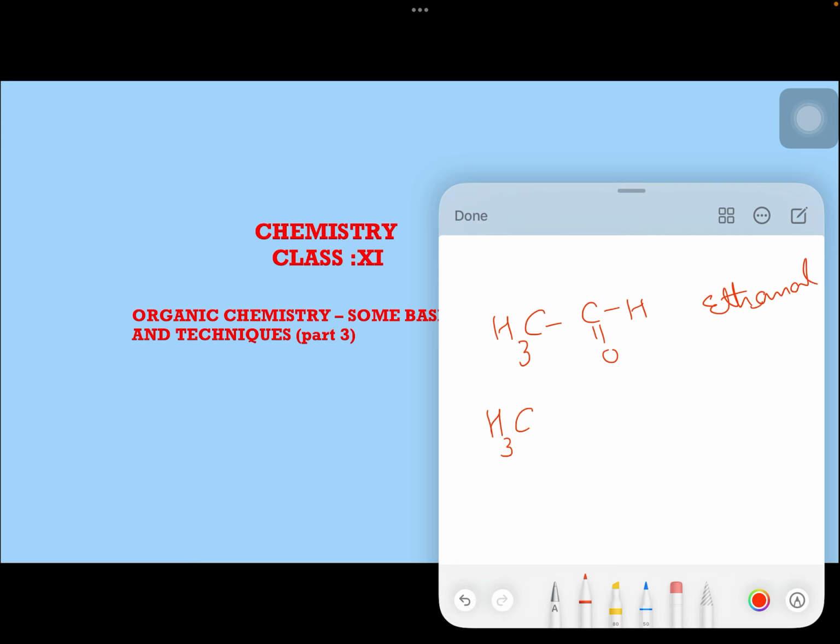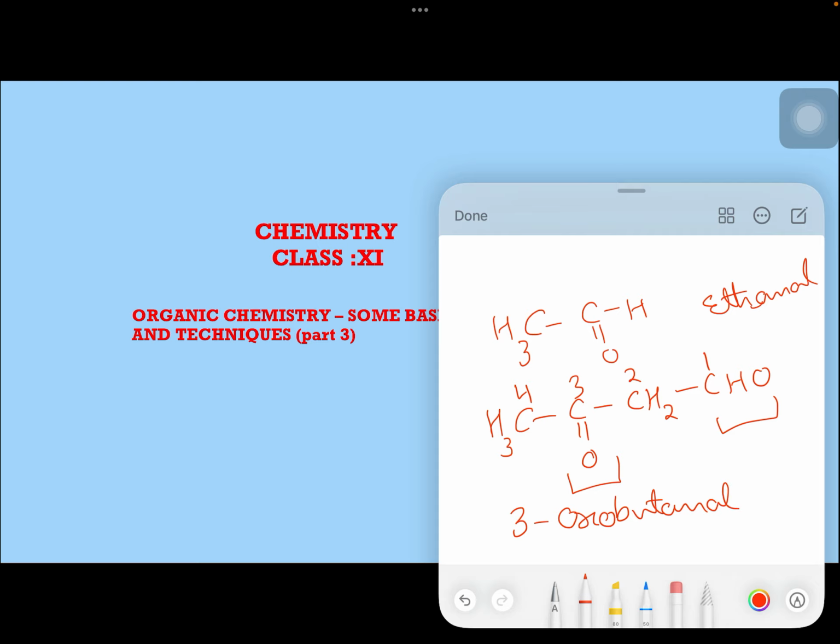If I have CH3, C double bond O, CH2, it's clearly a ketonic functional group right now, and CHO. Now in this one, I have two functional groups, ketone and aldehyde. If you see the priority series, aldehyde gets more preference. So the compound is 1, 2, 3, 4, butanal with ketonic group on the third carbon. So we use the prefix keto or oxo. So the name is 3-oxobutanal. Simple.